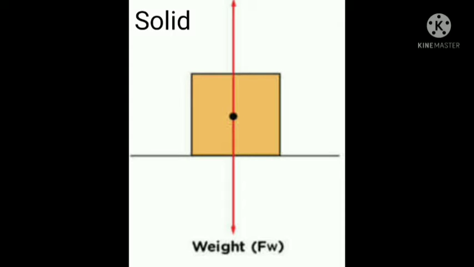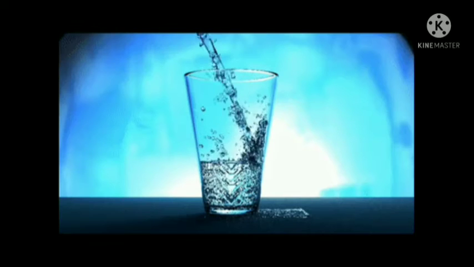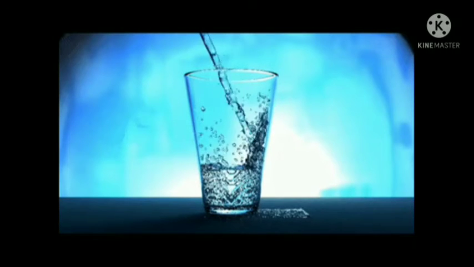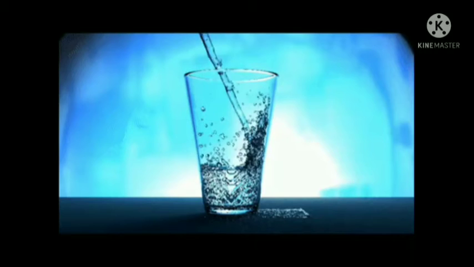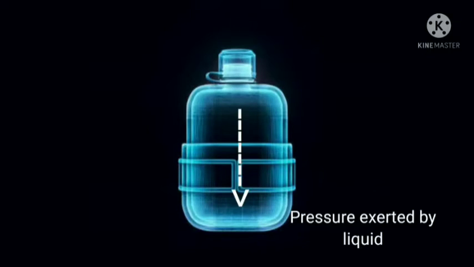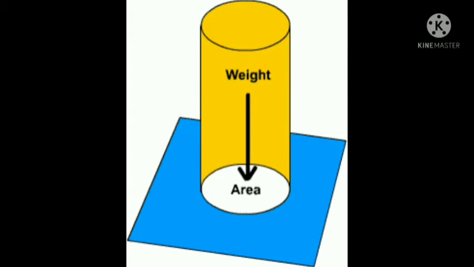Like solids, liquids also have weight, which exerts downward pressure. So when we pour liquid into a container, the weight of the liquid pushes down on the base of the container, producing pressure. The pressure exerted by a liquid is force by area. In this case, the force is the weight of the liquid and the area is the base of the container in which the liquid is placed.